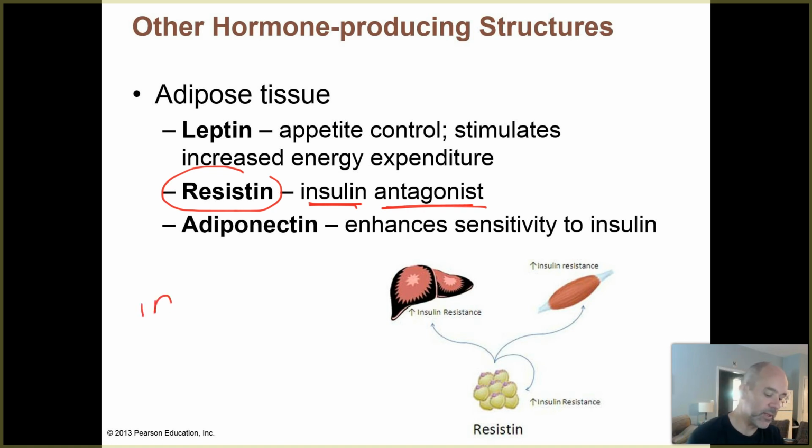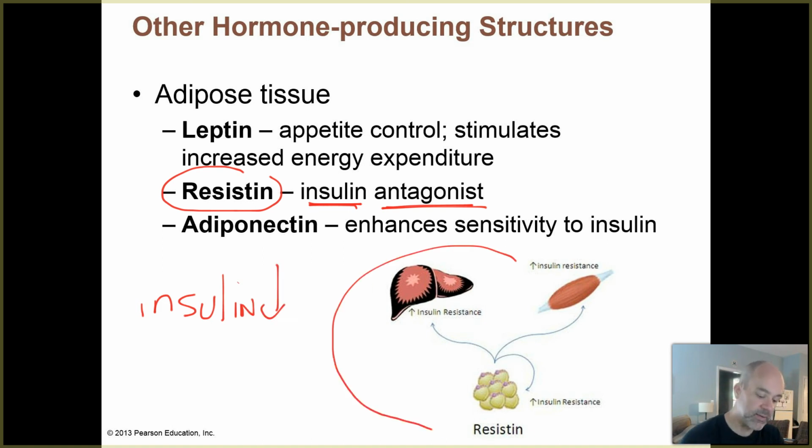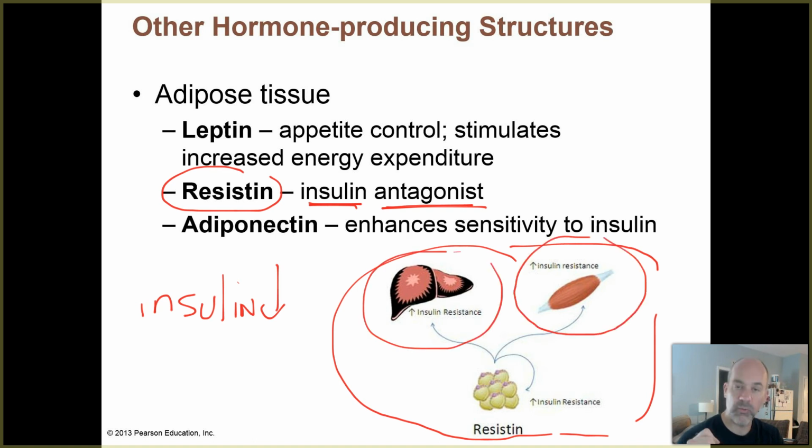So resistin is believed to decrease the activity of insulin. And in fact, if you look at this diagram over here, it's thought that overproduction of resistin by fat cells may be the thing that's really responsible for insulin resistance in type 2 diabetes. This may really be why skeletal muscle cells, the liver, and even the fat cells themselves stop taking up glucose from the bloodstream and the body fluids.